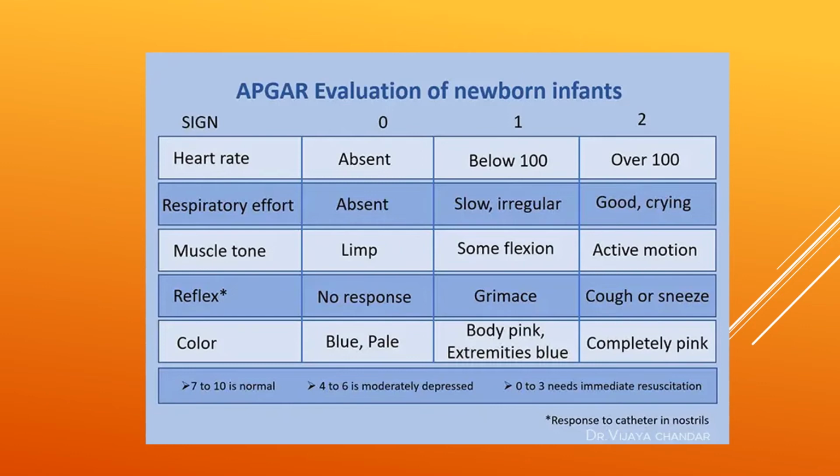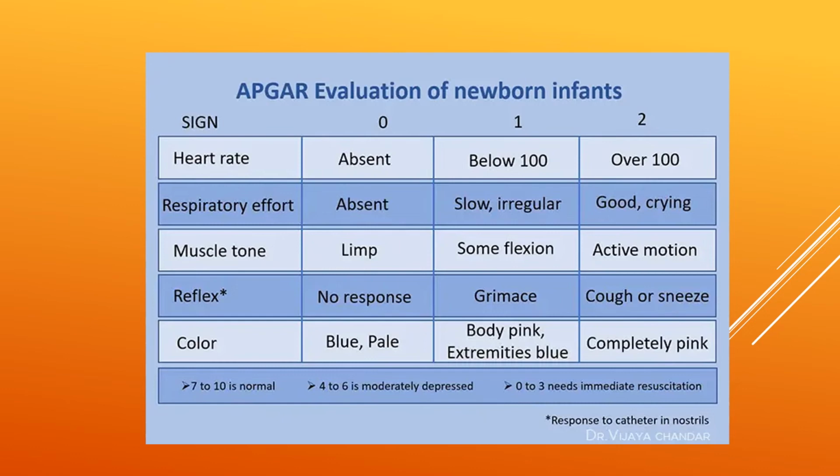Respiratory effort, I already told you, that is not a respiratory rate, that is a respiratory effort. If there is no respiration, absent means 0. If it is slow, irregular, that is a weak cry, it is there, 1 point. Then good crying means that is 2 points.